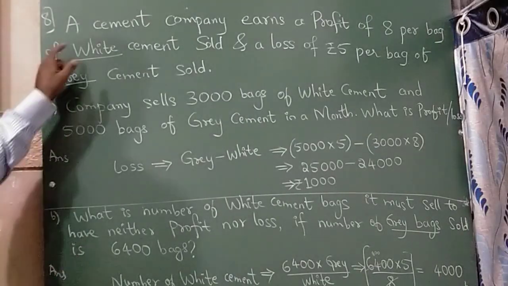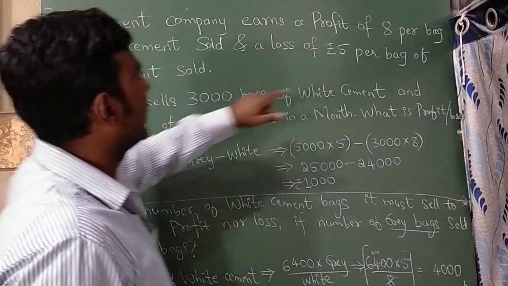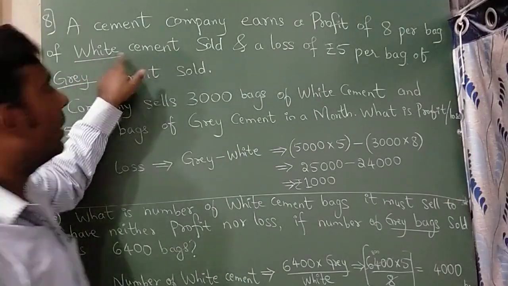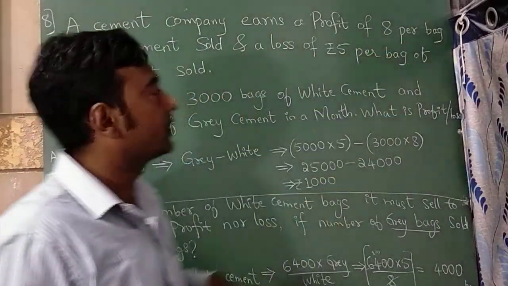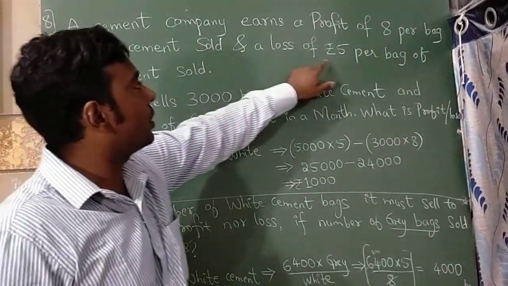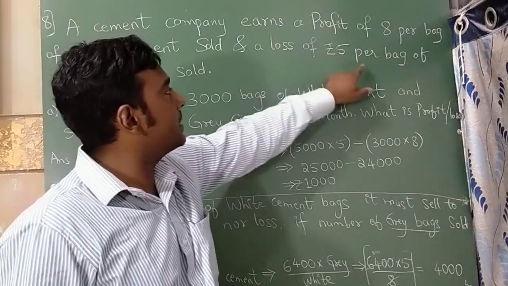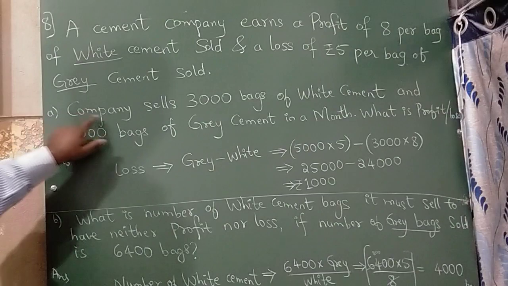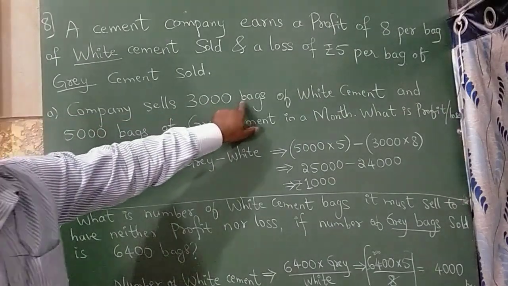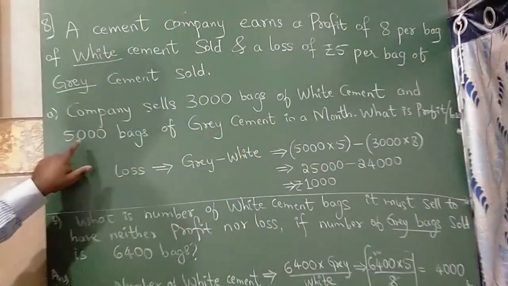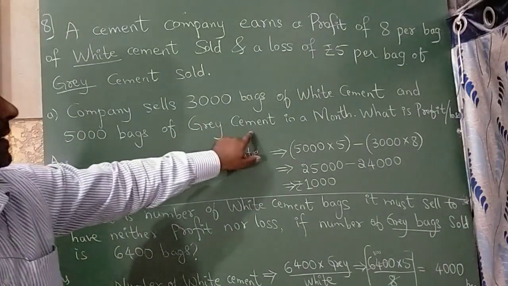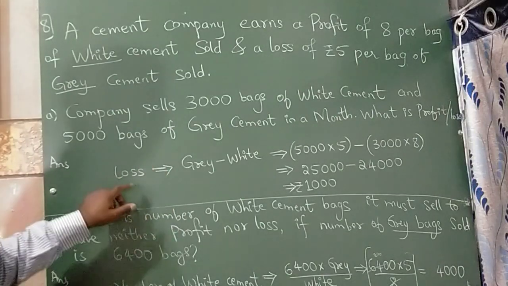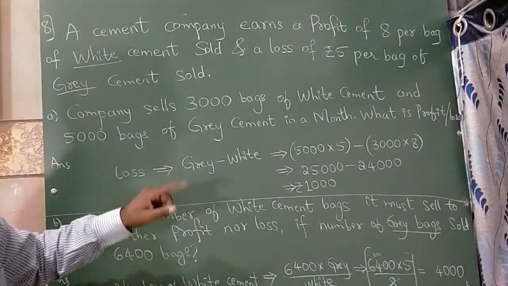Now 8th question. A cement company earns a profit of 8 rupees per bag of white cement. Remember, white cement 8 sold, and a loss of 5 rupees per bag of grey cement sold. Okay, a company sells 3000 bags of white cement and 5000 bags of grey cement in a month. So what is the profit and the loss? Clearly it is a loss. How? Let us see here.